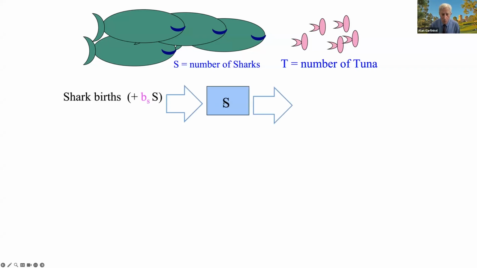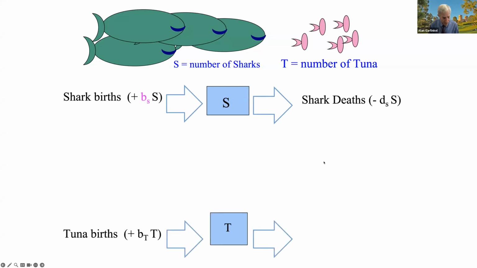And then you just ask, what makes S go up? What makes S go down? Why does it have this form? What's the birth rate there? Why is it multiplied by the number of sharks? Same thing for tuna. What makes tuna go up? What makes tuna go down?